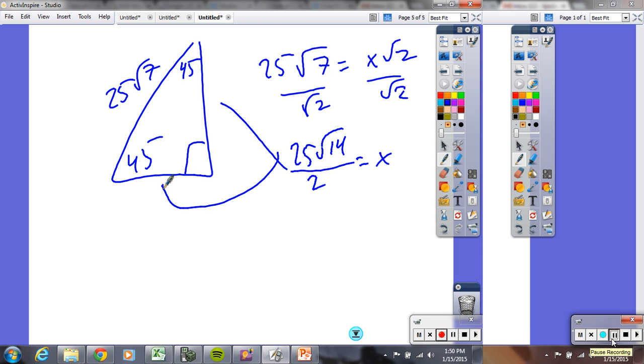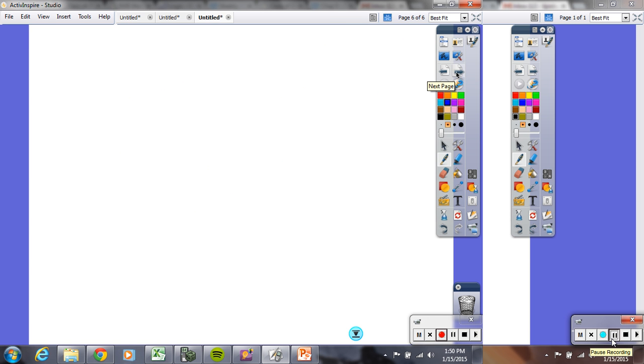How many of you remember the 6 trig functions from last year? Sine, cosine, tangent, cotangent, cosecant, secant. Here we go. I like these 6. This is the order I like to do it.